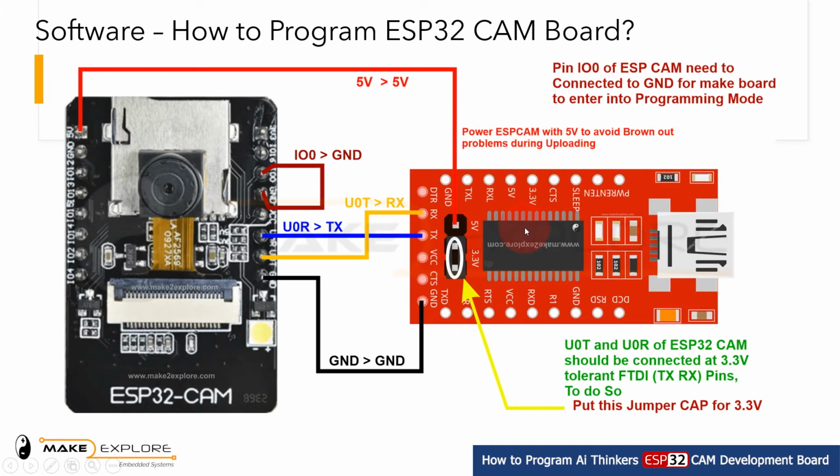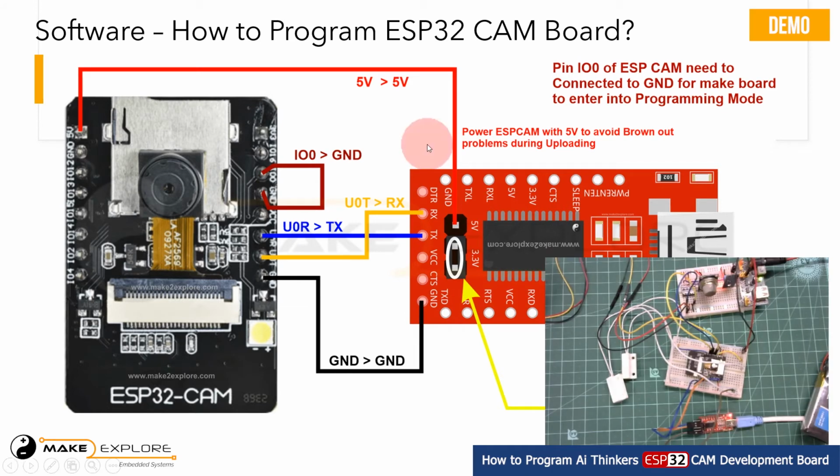After you upload the code successfully, please remove this jumper, IO0 to ground. Here we have placed the jumper. You have to remove this jumper to make sure the board will enter into normal mode after reset. So this is all about how to program the ESP32 CAM development board. We'll give this schematic on our GitHub page and share the link in the description of this video.